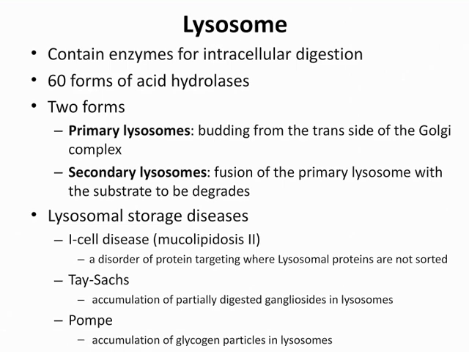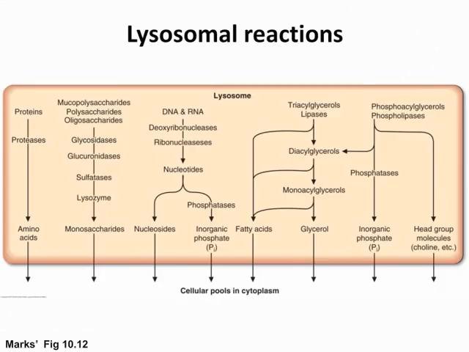And then you have some of the diseases associated with lysosomes, so you should know all three of these. So I-cell disease, and another name for that is called mucolipidosis 2, is sort of a disorder where your lysosomes are going to target the wrong thing, so it's going to break down the wrong things. Tay-Sachs, we talked about before, and then Pompe. So these just talk about the lysosomal reactions. Remember, most enzymes of lysosomes are hydrolases, but you really don't need to memorize this slide.